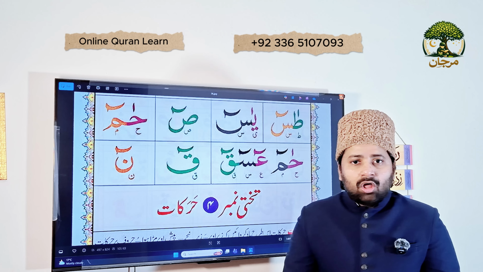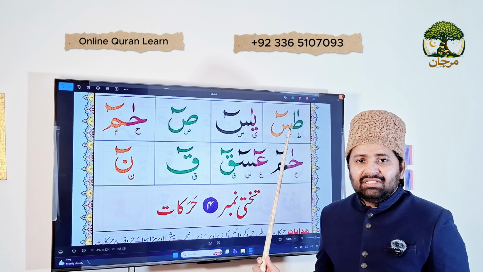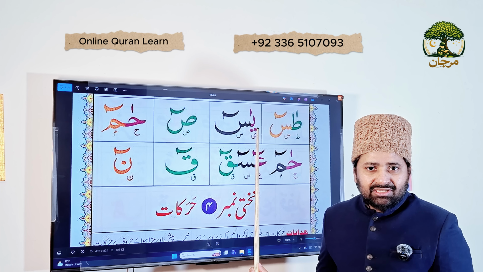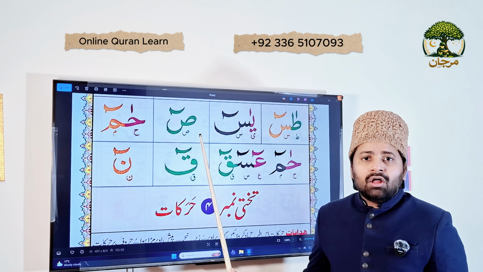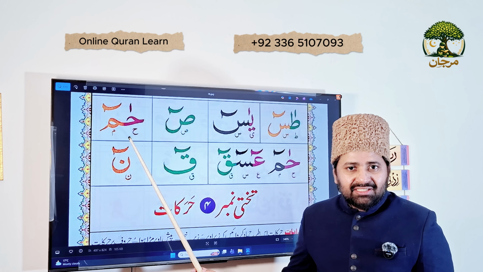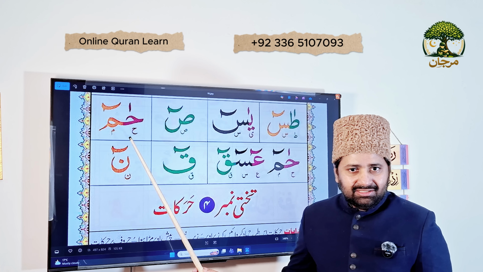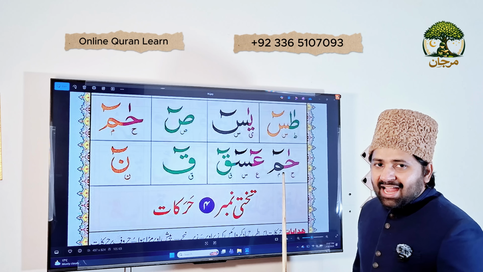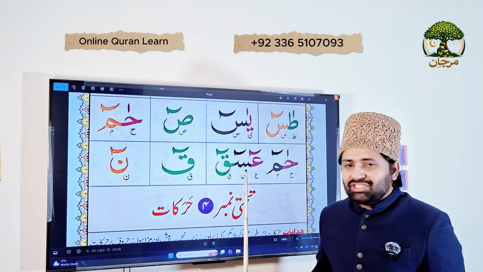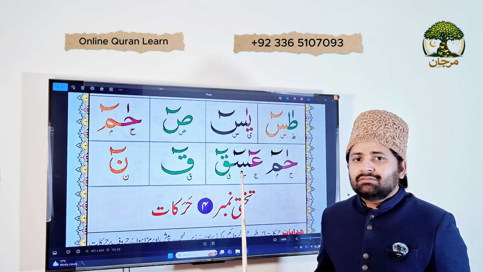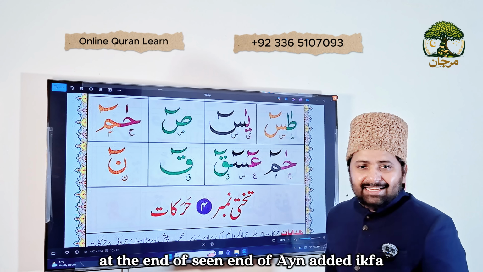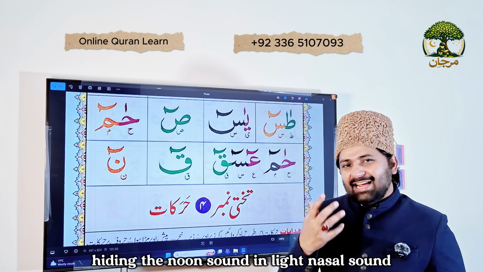Next line is ta, sin, yasin, sad, ha, mim, ha, mim, ayn, sin, qaf. At the end of Sin and of Ayn, I did Ikhfa. That is called Ikhfa, hiding the noon sound in a light nasal sound.